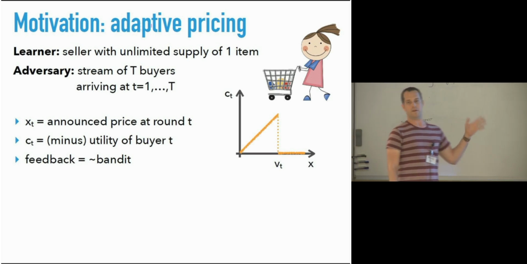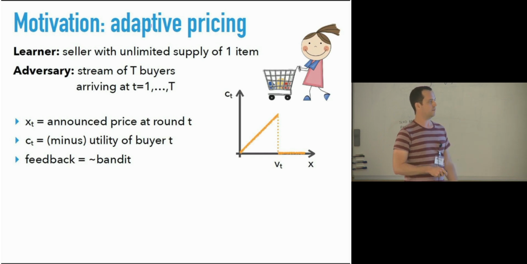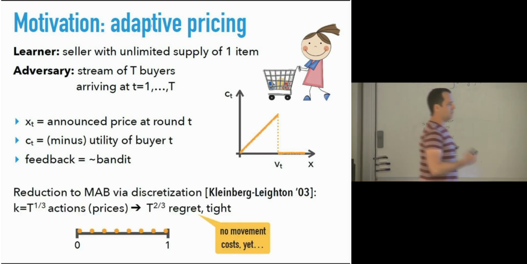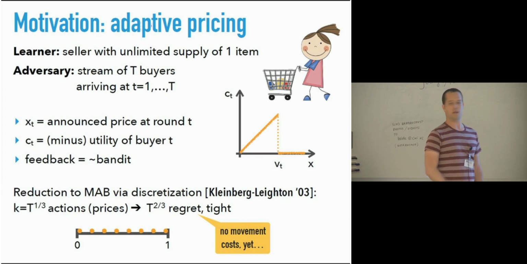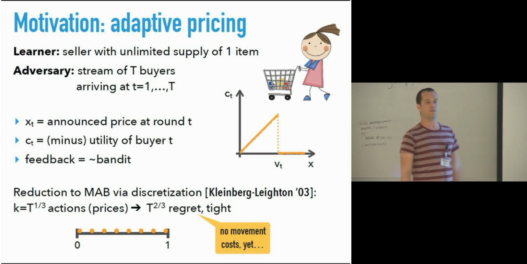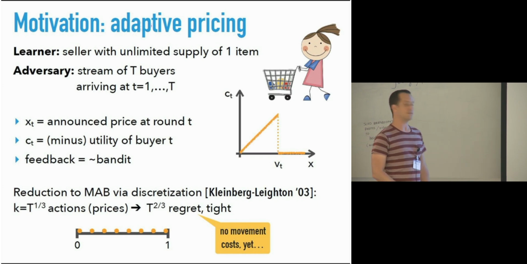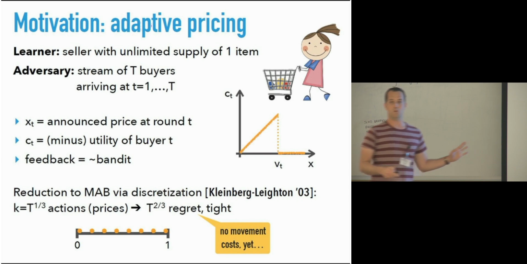And the feedback is, roughly speaking, bandit feedback, because the seller never gets to see the private value. It just gets to see whether there was a purchase or not. Okay, and this problem can be reduced to a multi-arm bandit via simple discretization, and this has been done by Kleinberg and Leighton. And it turns out that a choice of discretization size of T to the 1/3 actions leads to an optimal regret of T to the 2/3, and this is tight as shown by Kleinberg and Leighton. Here there are no movement costs yet.